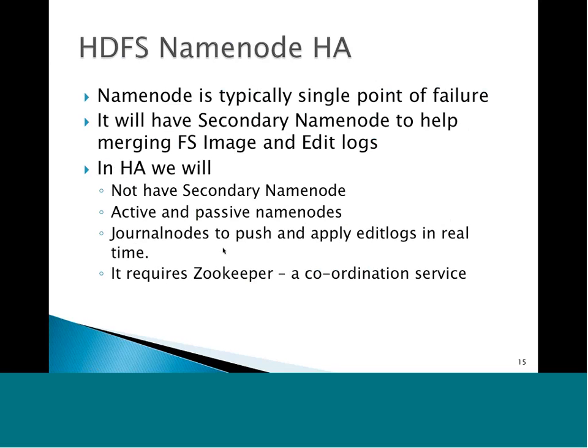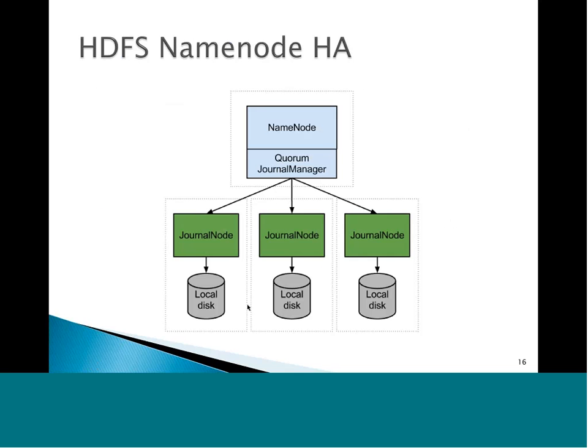So theoretically, what you need to understand is that high availability does not require secondary name nodes. It has to have active and passive name nodes. It should have journal nodes. It requires a bookkeeper service, and it also requires a failover controller service. That is not part of this slide. I have to update that slide. So we have to configure all those things to make it highly available.